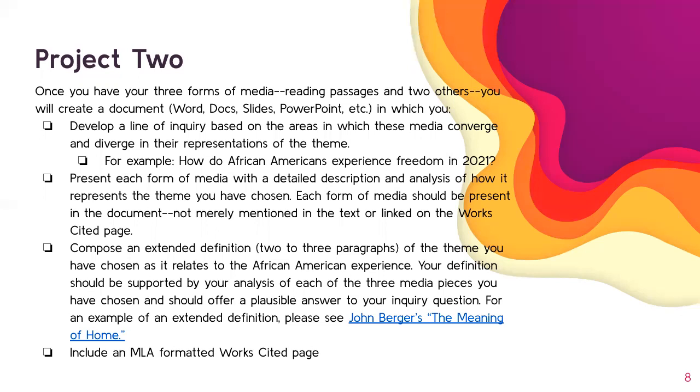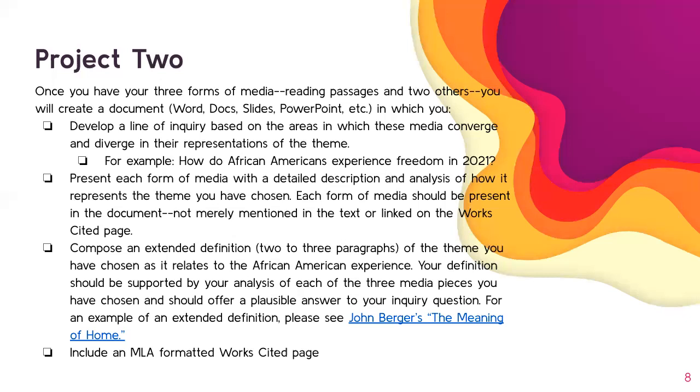In that document, you're going to develop a line of inquiry based on the areas in which these media converge and diverge in their representations of the theme. For example, how do African Americans experience freedom in 2021? Then you'll present each form of media with a detailed description and analysis of how it presents the theme you've chosen. Each form needs to be present in the document, not merely mentioned in the text or linked on the works cited page. It needs to be actually in the document itself.